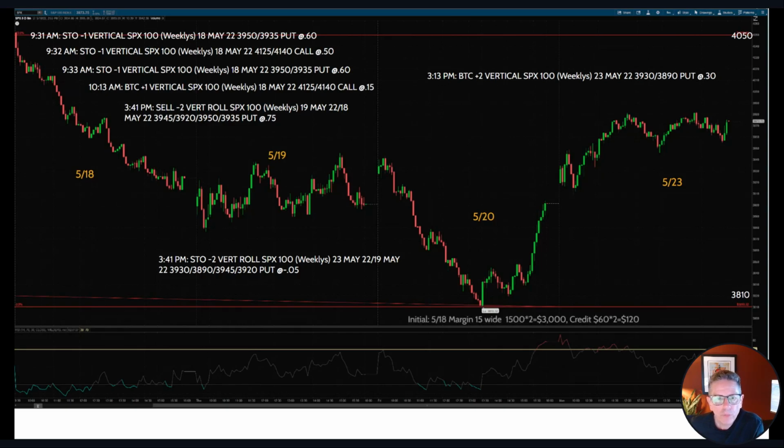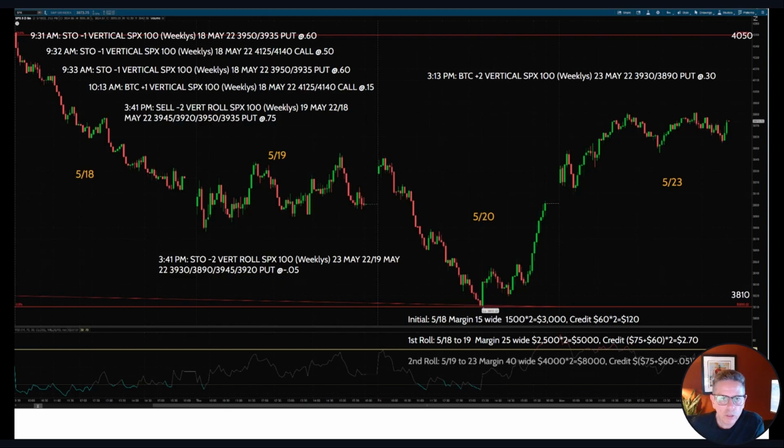So now, if you see it here, the first position that we rolled from 15 wide, basically it was a 3,000 margin on that position. Okay, then we went to a 25 wide position, and again these are two positions. You can see here that the margin went from 2,500 up to 5,000, because we are widening those spreads.